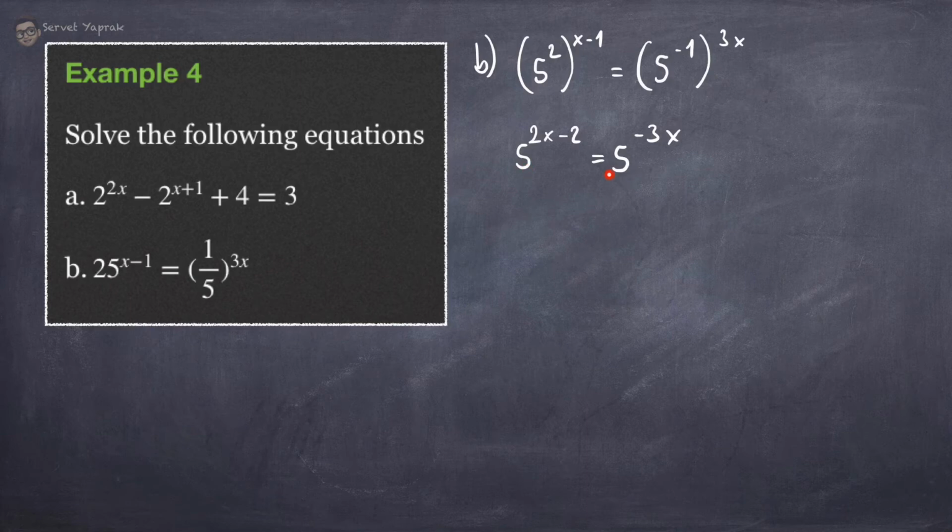Now we have the same base. If they are equal to each other, their powers must be the same as well. So let's write it down. 2x minus 2 must be equal to negative 3x. If we solve this equation, 5x equals 2, and then x is found as 2 over 5.